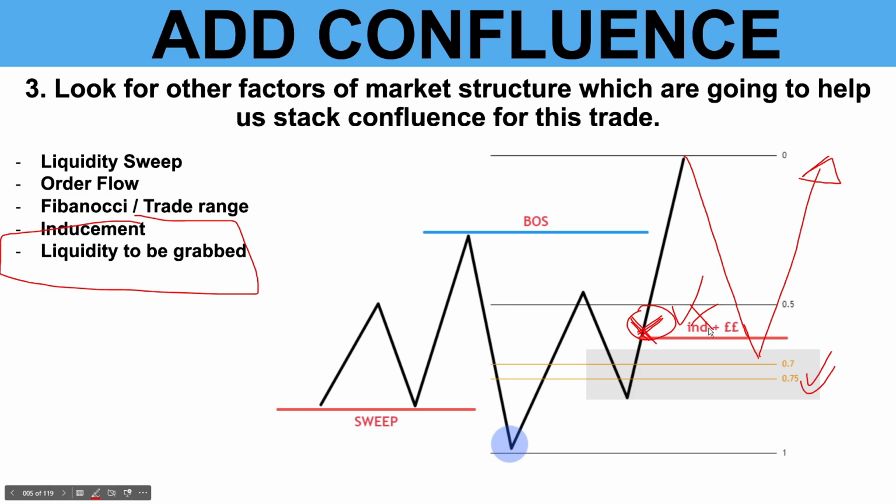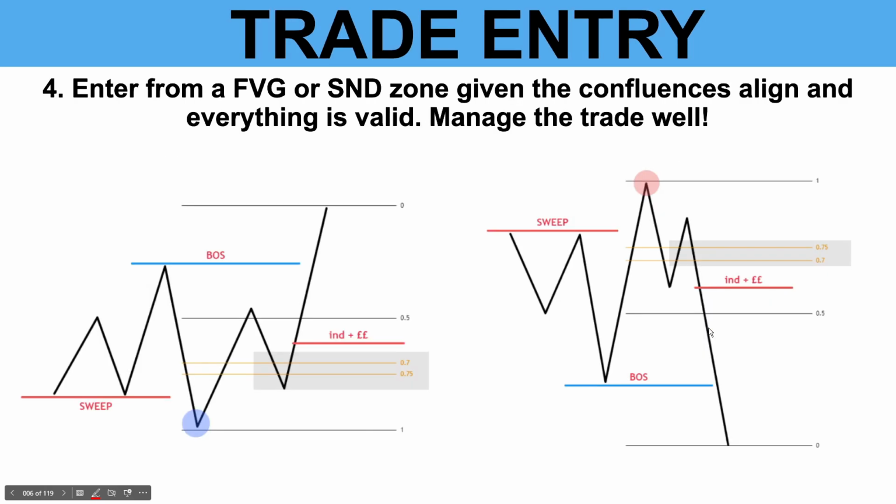So those are the confluences that you should be looking for, which is now step 3. And lastly, step 4 is just understanding that our trade entry will be coming from a fair value gap or a supply and demand zone, given that the confluences align and everything is valid. Make sure you also manage the trade well.